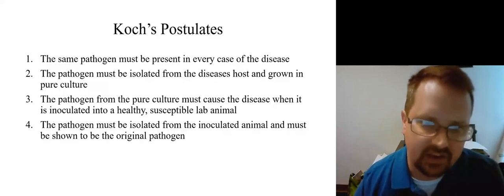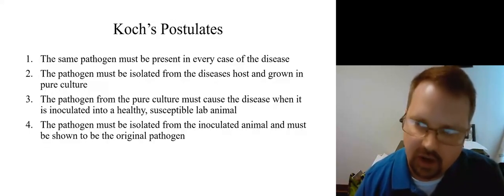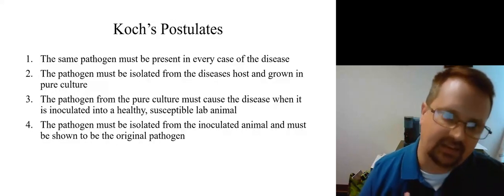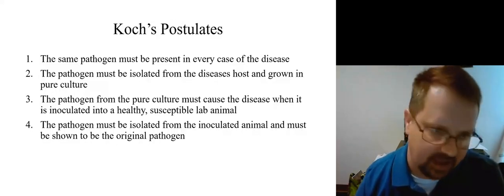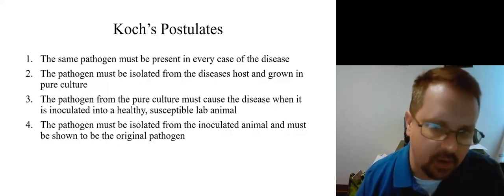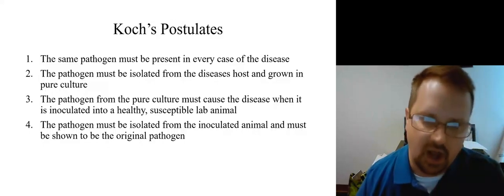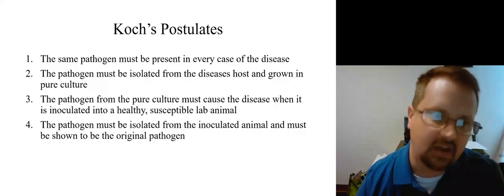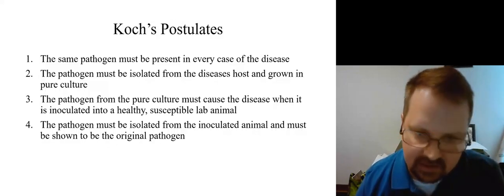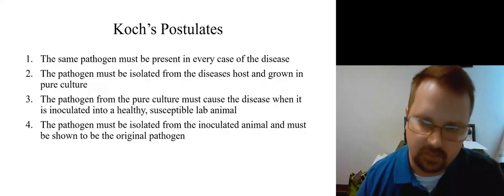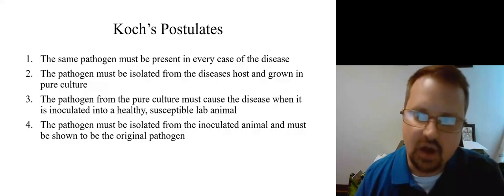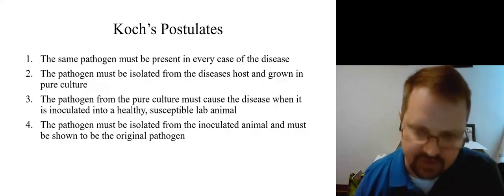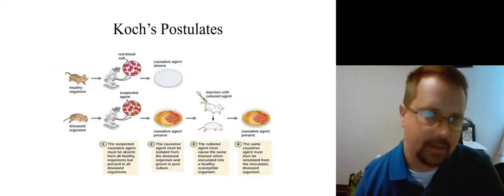The pathogen must be isolated from the diseased host and grown in a pure culture. So we have to be able to swab you, put it on a plate, and say, okay, we grew this bacteria from the person who had the disease. The pathogen from the pure culture must cause disease when inoculated into a healthy, susceptible lab animal. So if we give it to a lab rat and it gets sick, okay. And the pathogen must also be isolated from the inoculated animal and shown to be the same as the original pathogen. So these are Koch's postulates to test that this is in fact the pathogen that makes this disease occur.